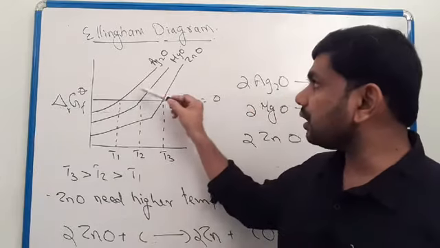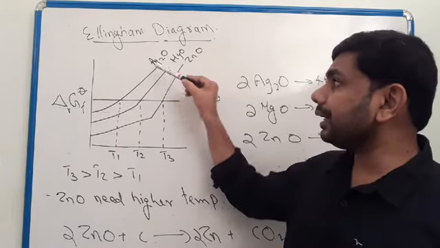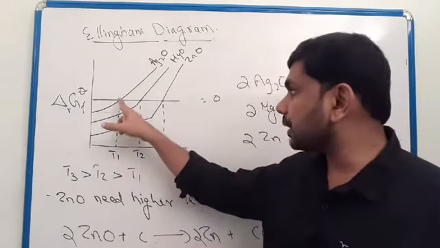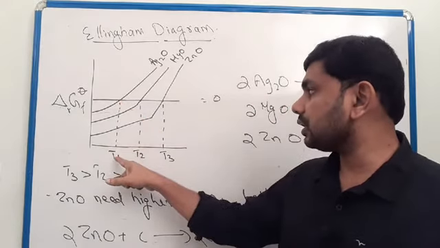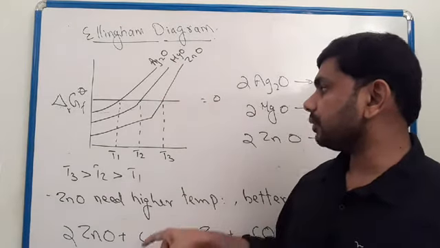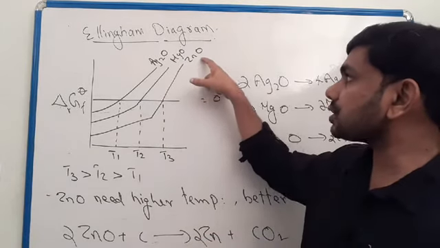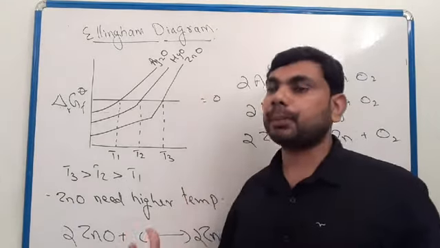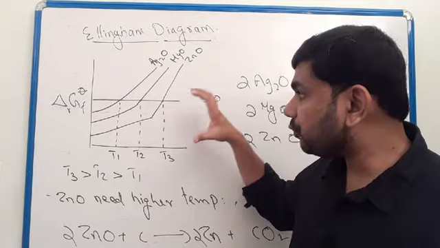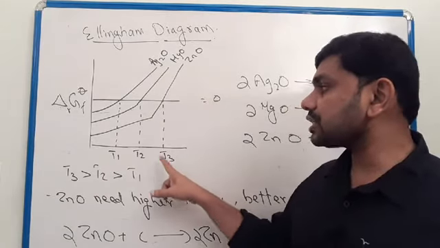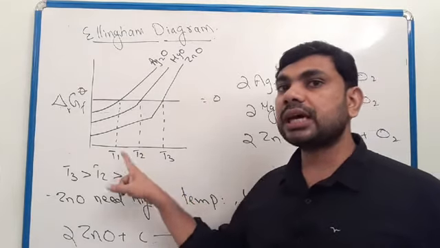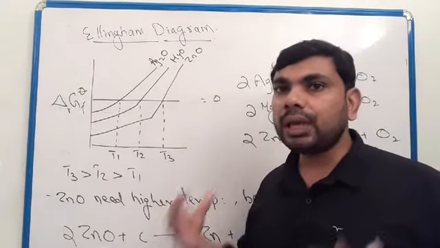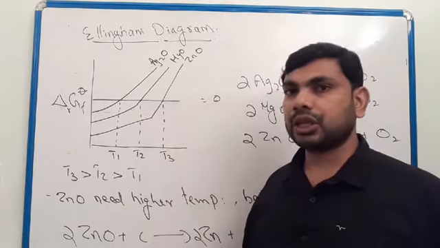So see here, to convert silver oxide, Ag2O, to silver, they need less temperature than magnesium oxide. And the third one here, zinc oxide: to convert zinc oxide to zinc, we have to give higher temperature. Using this graph, we can understand here T3 is greater than T2, T2 is greater than T1. To convert zinc oxide to zinc and oxygen, we have to give a higher temperature.